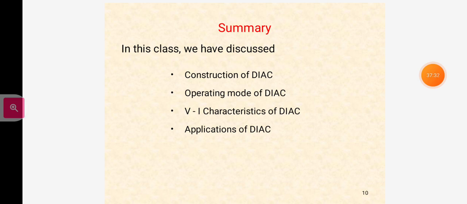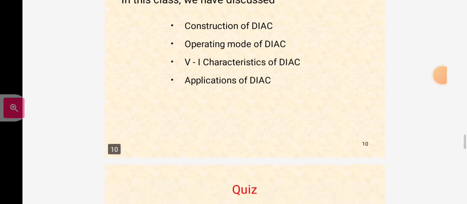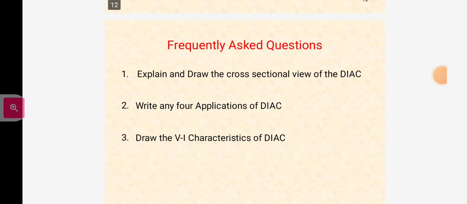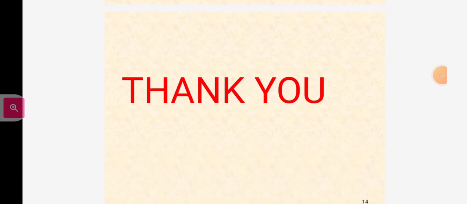As compared to TRIAC, the operational characteristics of DIAC are similar, but it has no gate terminal. Hence, it is called a gateless TRIAC. So, today in class we discussed the construction of DIAC, the operating mode of DIAC, the VI characteristics of DIAC and the applications of DIAC. And also here we have a few quiz questions, and the frequently asked questions. So this is today's class about the DIAC, and in the next class we are going to discuss the TRIAC.